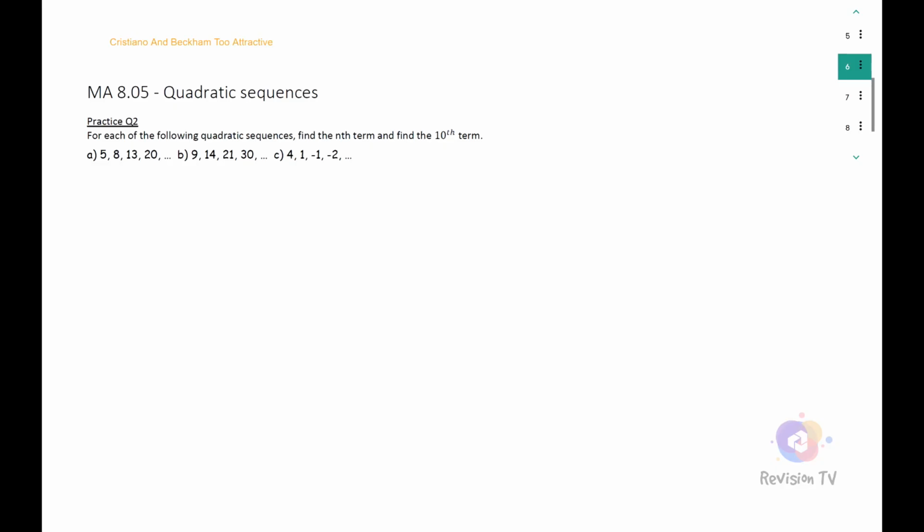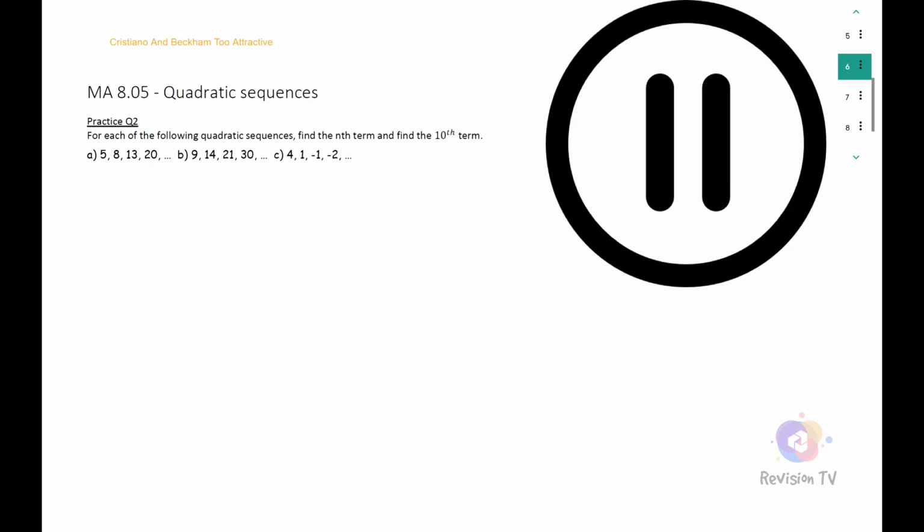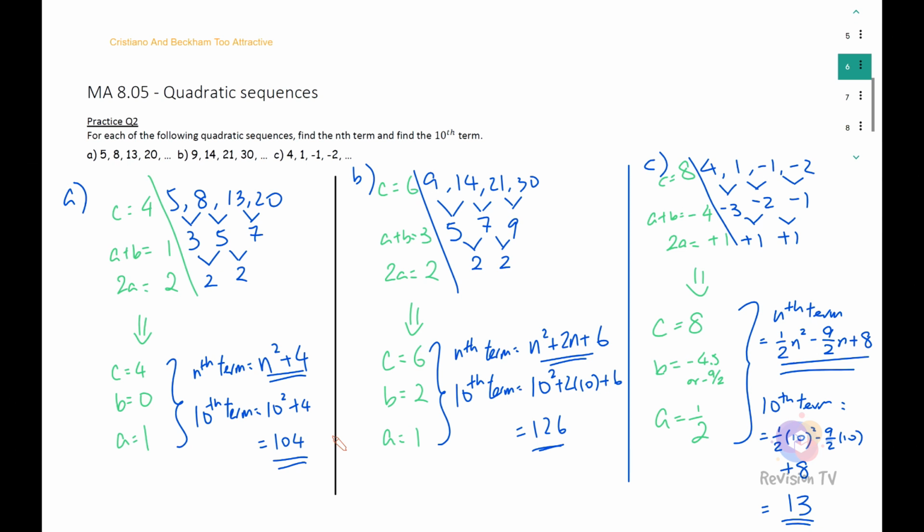It's your turn to have a go at working out the nth term and the 10th term of the following sequences. Pause the video, have a go at the question. When you're ready for the answer, you can press play. Here are the answers. Solutions. There's nothing I really have to say apart from this one, which is slightly trickier to find the value of b.